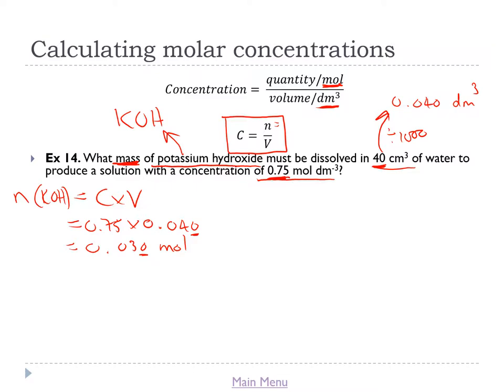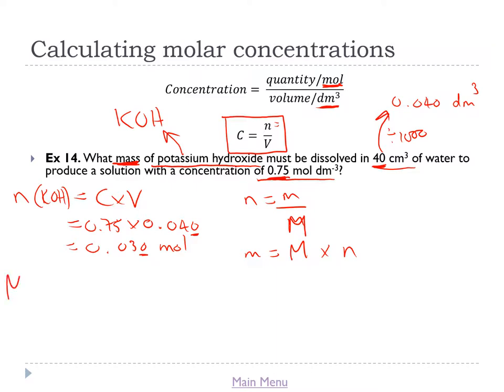Now, we know from our earlier sums that the number of moles of a solid equals mass over molar mass. Therefore, the mass equals the molar mass times the number of moles. We've just worked out the number of moles of KOH, that's 0.030, but we don't know the molar mass of it. So let's work out the molar mass first before we do anything else.